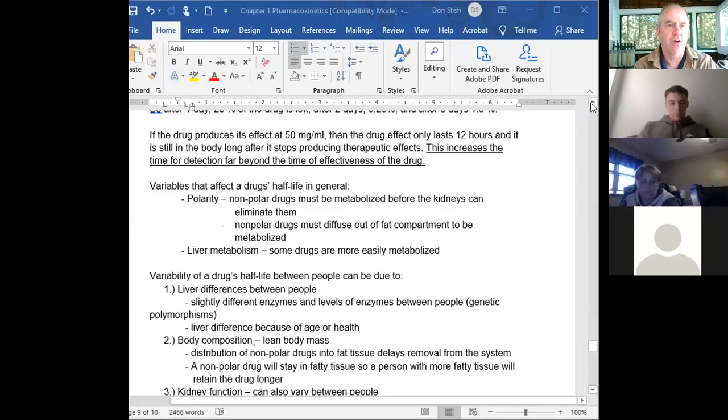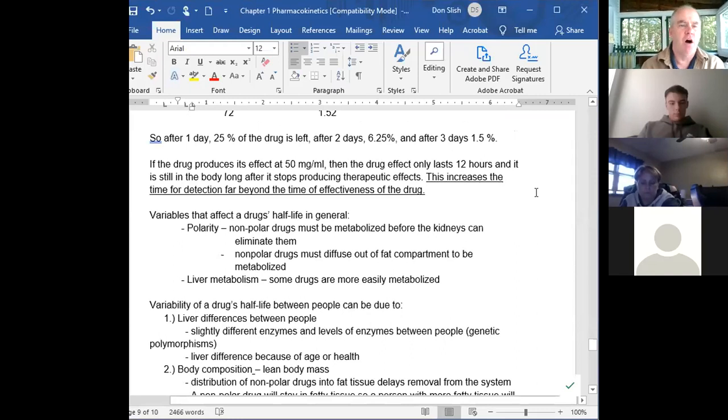Okay, so what's going to affect the half-life? A lot of things will affect this. Some of them depend on the drug. Some of them depend on the person.